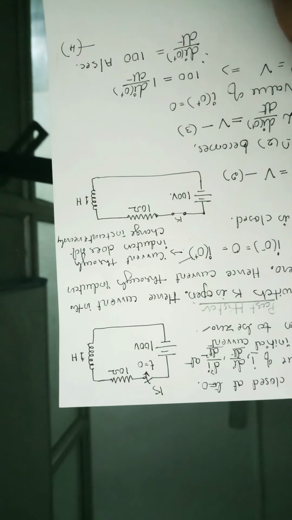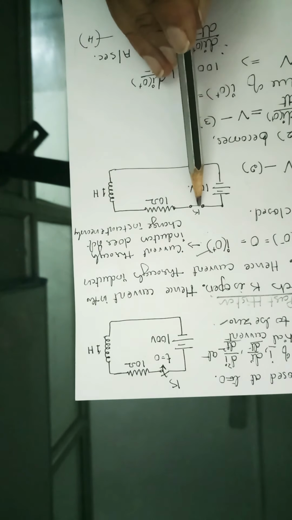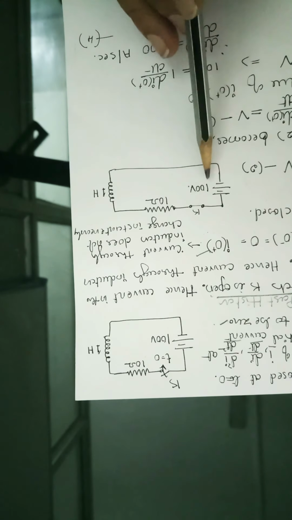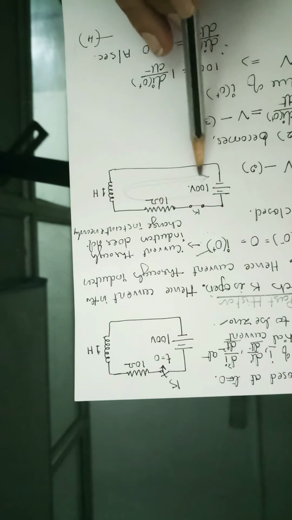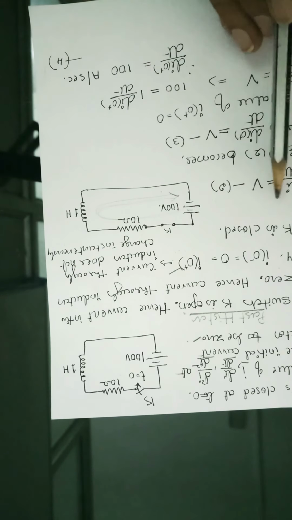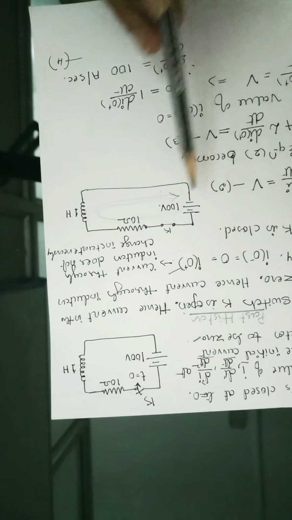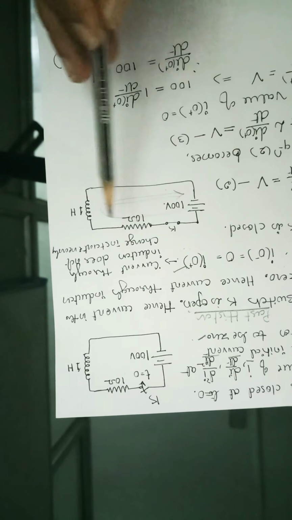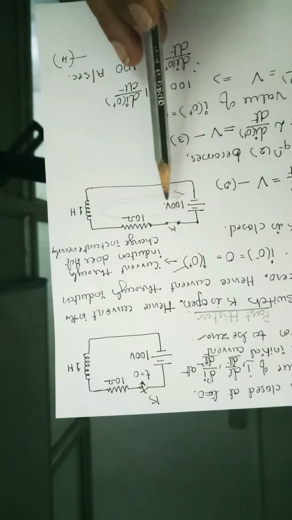For t greater than 0, K is closed. What is the respective circuit diagram? Here the switch is closed, and this is a complete closed loop circuit. Now we need to apply KVL for this loop. That is i into R plus L di/dt equal to the applied voltage, that is 100 volt.